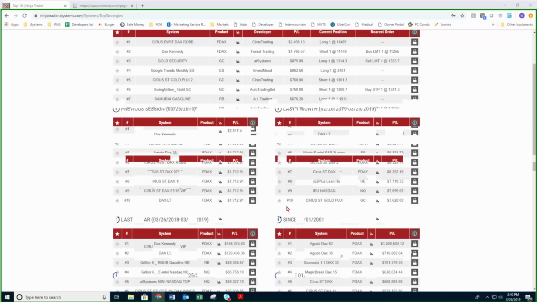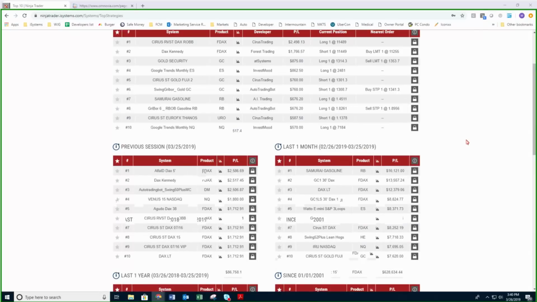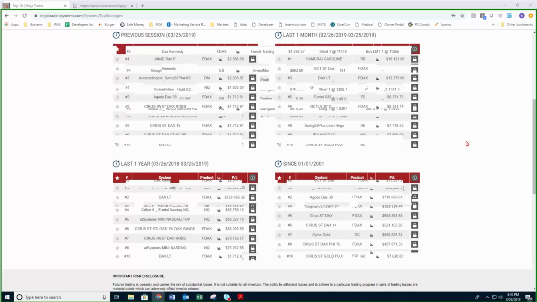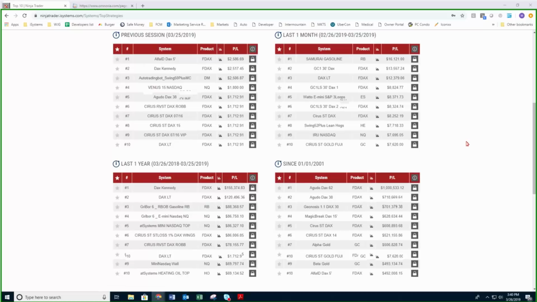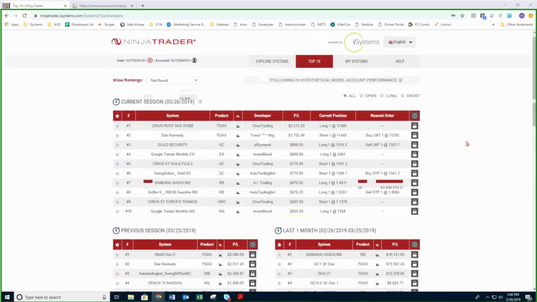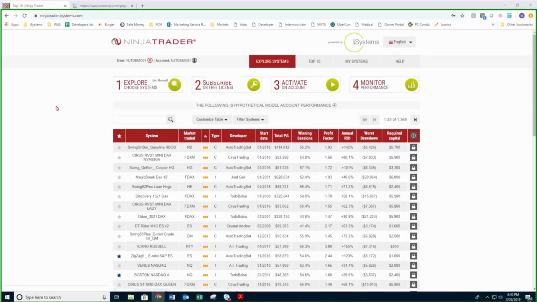We also break it down to last month, and this is the last 30 days or whatever, so it's not the month to month. We do it last year, and we also do since inception or back to 01, depending on the back testing. And that's important because now you can really get a screenshot of what's happening in the current environment. When you go into Explore Systems, this is really where it all comes together.